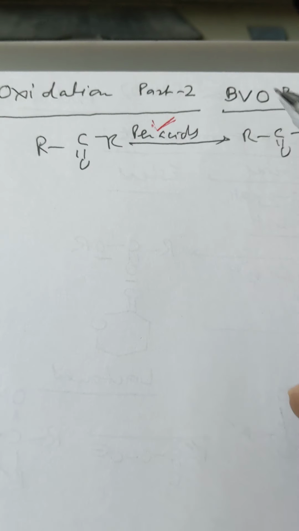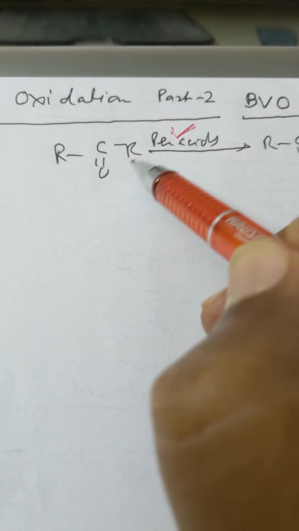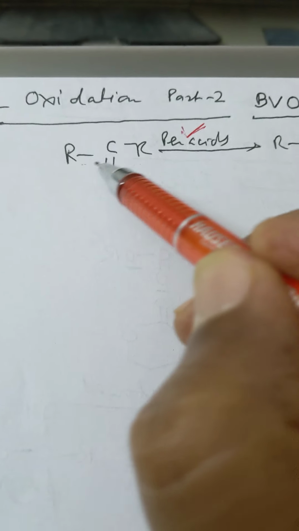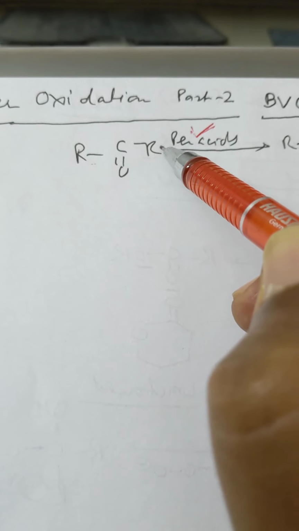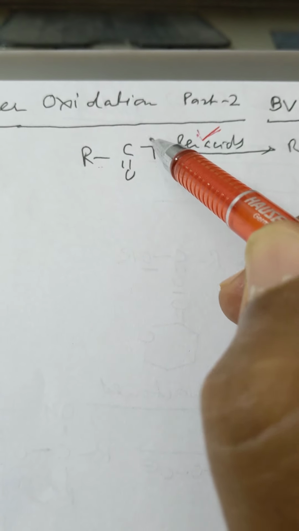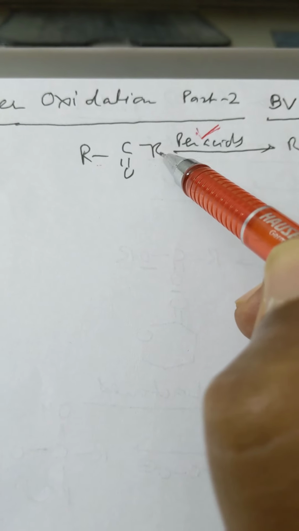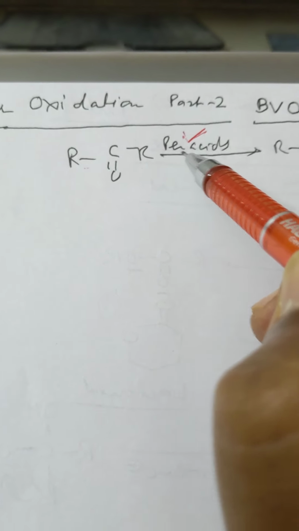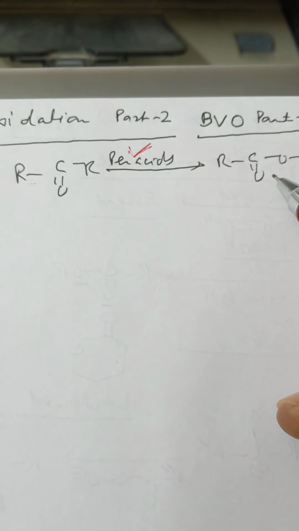The key point was, after studying the mechanism, you come to know that migratory aptitude is important in case of unsymmetrical ketones. Now, in case of unsymmetrical ketones, what will happen? The oxygen will be introduced between the carbonyl group and the group which migrates. That is the shortcut for writing the final product of any of the ketones into esters.